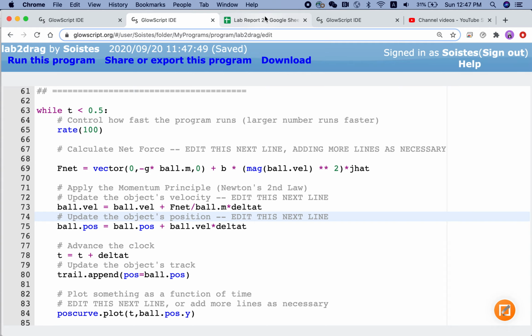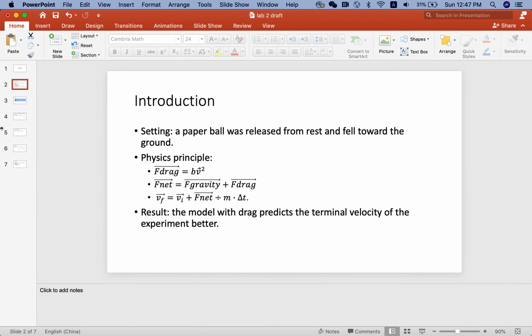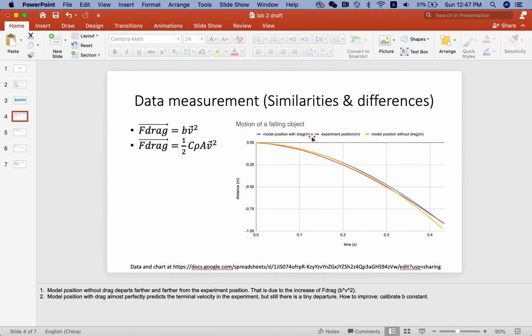And I put all the data on a spreadsheet and derive two diagrams. And let's analyze this diagram. Let's first talk about the similarity. The end of the blue line matches the end of the red line. That means the model with drag predicts the terminal velocity of the experiment better.